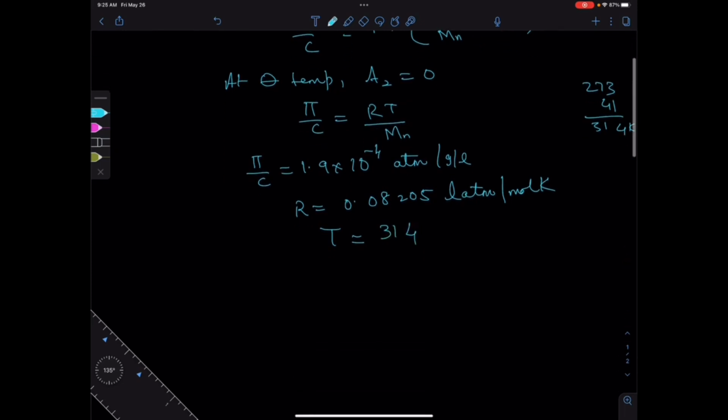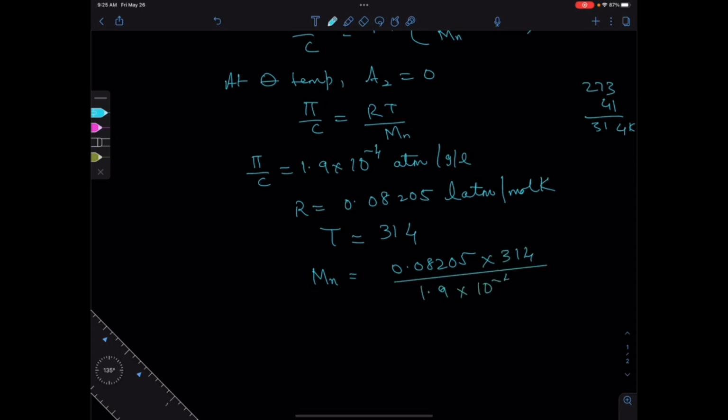So with all this, we can try to find out the molecular weight. So the molecular weight comes to 135,598 grams per mole.